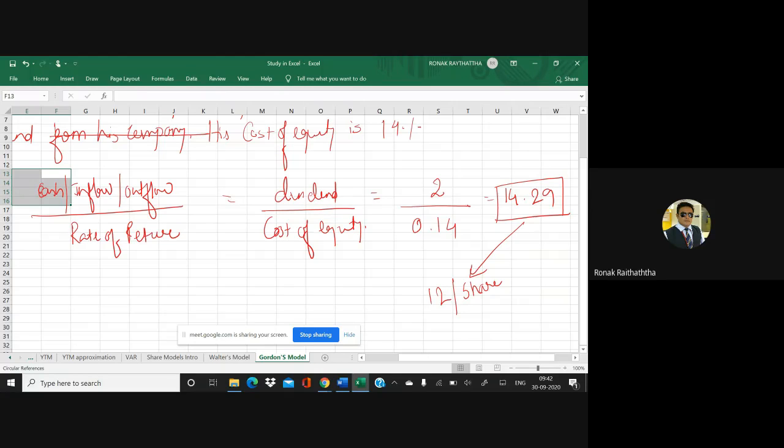Actual market price is 12, 14 it should be. Now, one person has said, no, sir, we shouldn't invest over here. So, what is the reason why we shouldn't? And if someone else is having a different opinion, they may present it over here too.